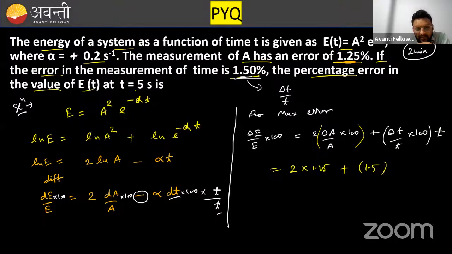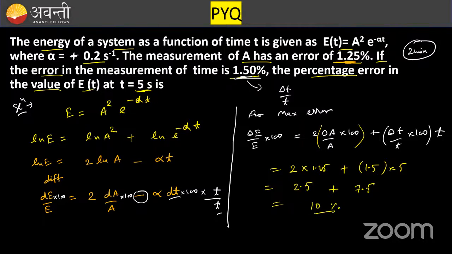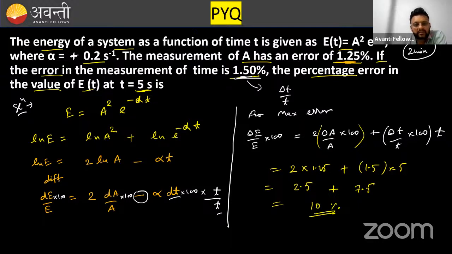And this T at T equals to 5 second, 5. This is 2.5 प्लस ये कितना बना, कितना आया ये, 7.5, कितना बना ये, सॉल्व करना एक बार, 10. 10. So what is the error in the measurement is 10%.